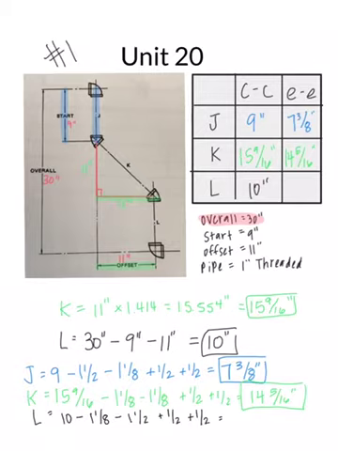10 minus 1 1/8 minus 1 1/2 plus 1/2 plus 1/2. I am getting 8 3/8 inches. That is number 1 on your assignment.